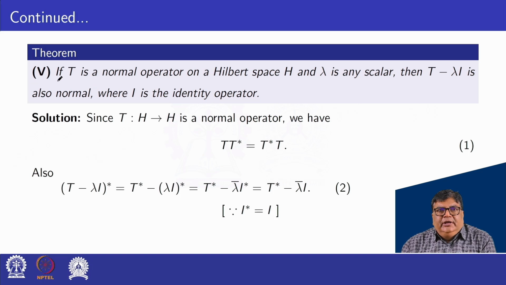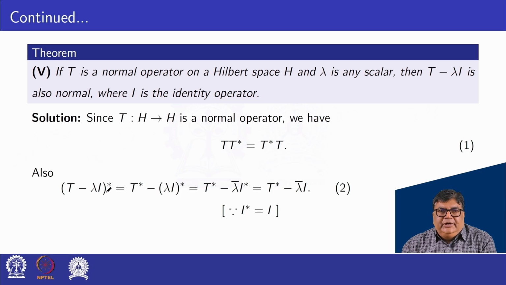Next theorem. If T is a normal operator on Hilbert space H and lambda is any scalar, then T minus lambda I is also normal, where I is the identity operator. So T from H to H is a normal operator, we have TT star is equal to T star T. Now we have to prove T minus lambda I is also normal.